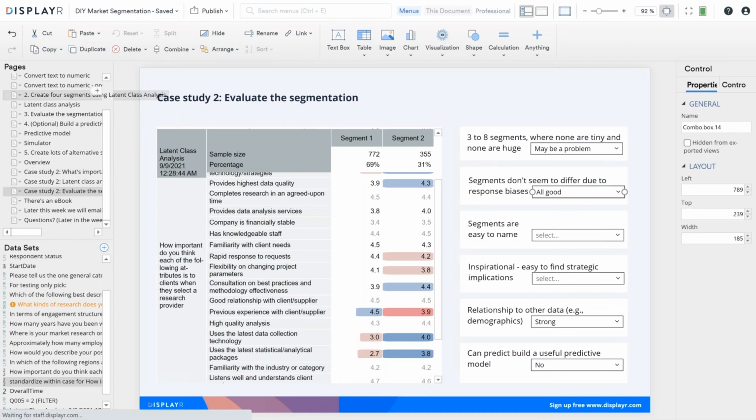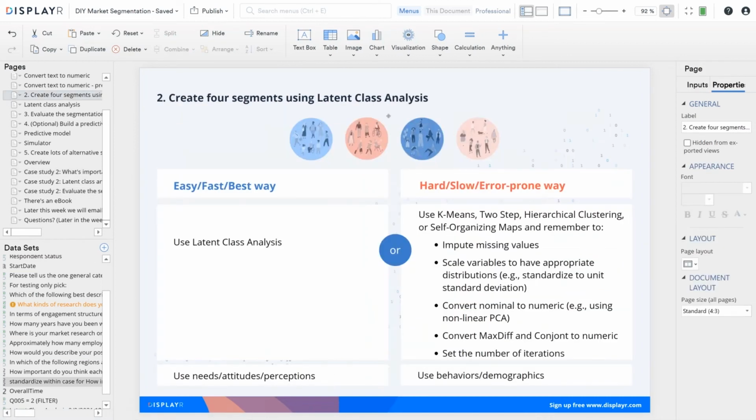Create 4 segments using latent class analysis. I've been telling people to use latent class analysis for a long time, and I keep coming across people who are still using cluster analysis. It drives me a little bit crazy, because to me it's just using a broken tool. Now, I'm not saying you should never use cluster analysis. I'm just saying start with latent class, because it's just better.